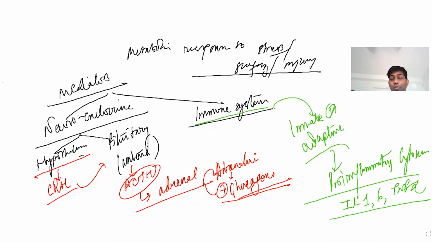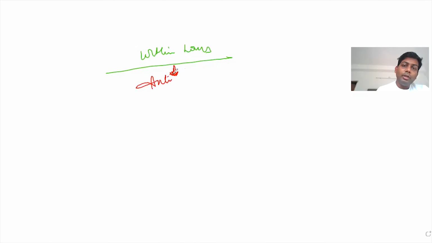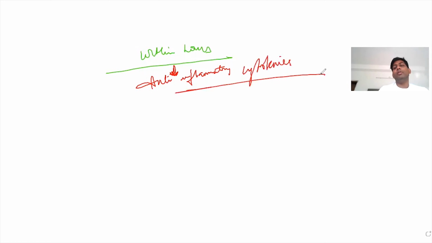All right. Now, the purpose of the immune system is to defend and protect the body. What happens as soon as the pro-inflammatory cytokines are released, within hours? It will stimulate the anti-inflammatory response. That was pro-inflammatory cytokines; now there will be anti-inflammatory cytokines released.